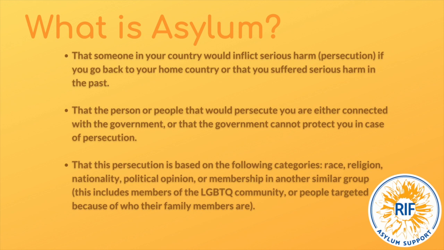For asylum, you also have to prove that those who have persecuted you are either connected to the government or that the government itself cannot protect you in case of persecution. Finally, there are very specific categories of persecution, and the basic ones are persecution due to your race, religion, nationality, political opinion, and membership in a particular social group.